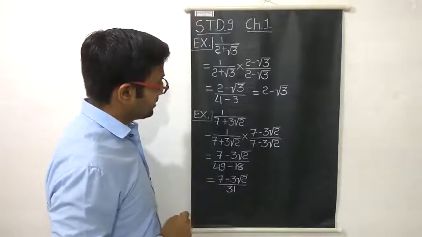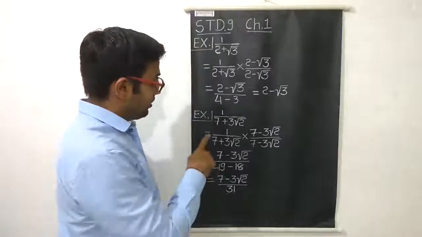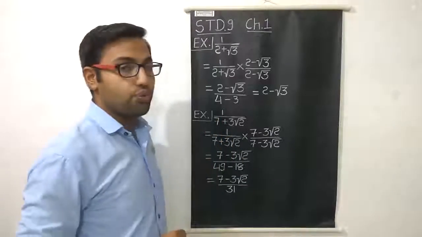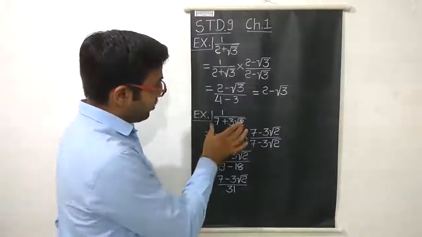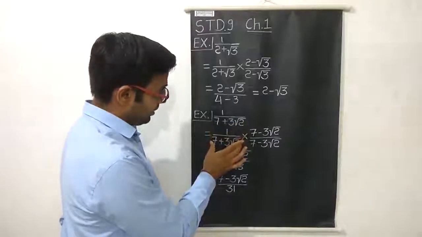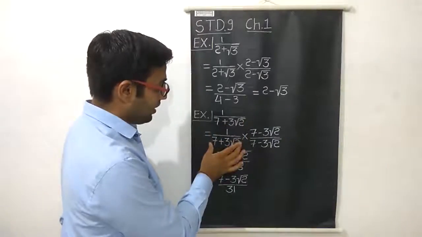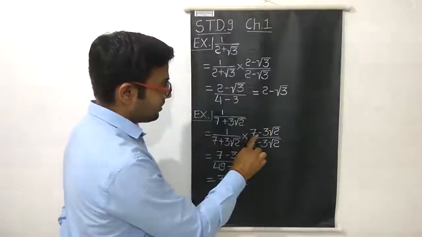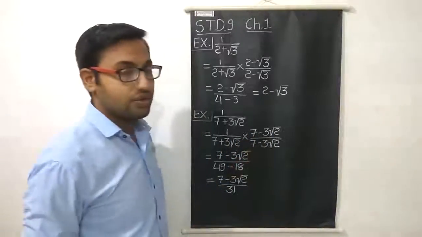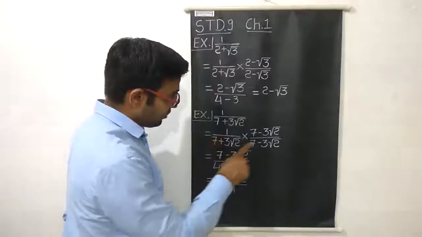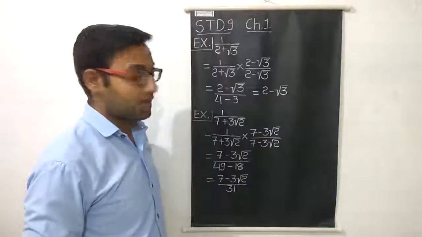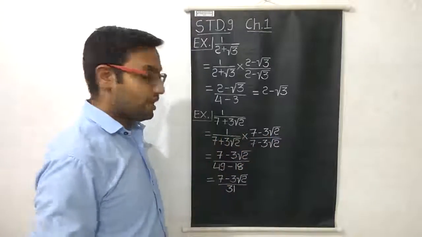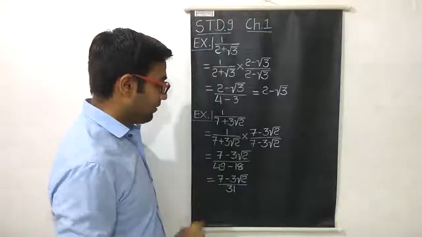Now one more example. Okay, last example, that is 1 upon 7 plus 3 root 2. So what we have to do? The same thing, this number we have to write down as it is and multiply the number with 7 minus 3 root 2 upon 7 minus 3 root 2. The sign here is positive, so here we have to take negative sign. Now the numerator remains as it is.